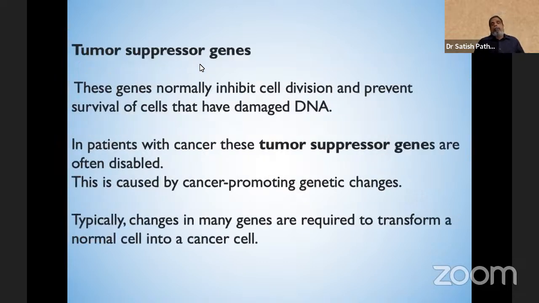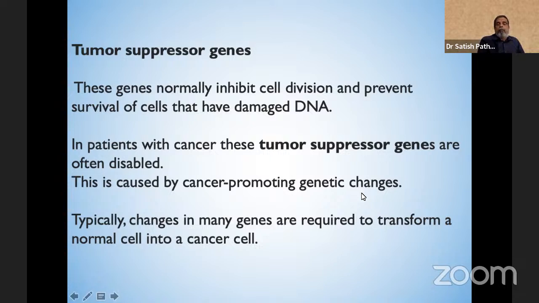Then there are the tumor suppressor genes. These genes normally inhibit cell division and prevent survival of cells that have damaged DNA. Means normally in our body, if a new cell is produced abnormal by mistake, the body has its own mechanism to kill that abnormal cell. That is done by the tumor suppressor genes. They watch: this is an abnormal cell, kill it. Because if it remains and that cell produces a new cell again, it will again be an abnormal cell, and so it will go on increasing in size and form the tumor. So that should not happen. The body has its own mechanism which tries to control or kill the abnormal cell, and it is done by the tumor suppressor gene.